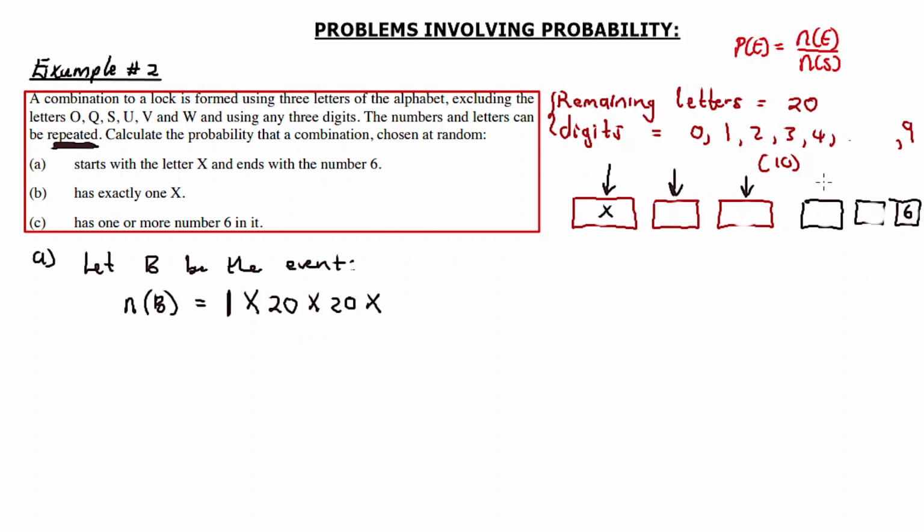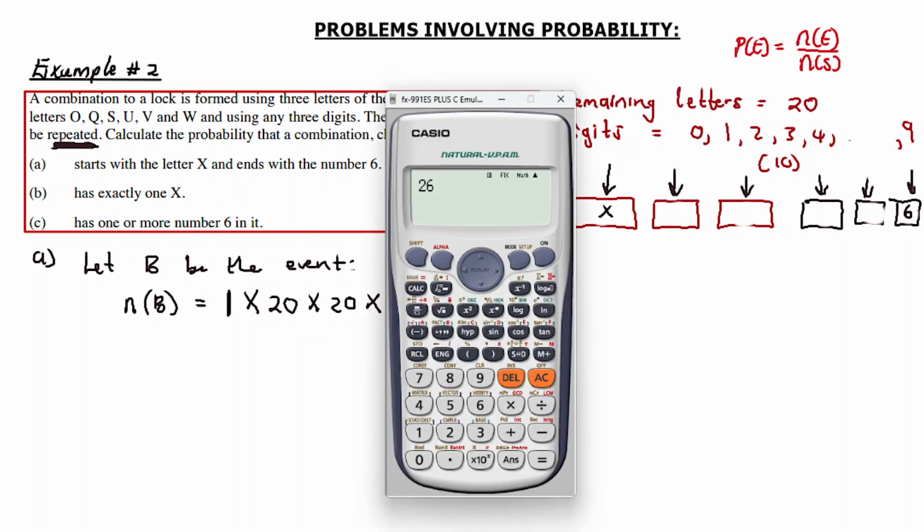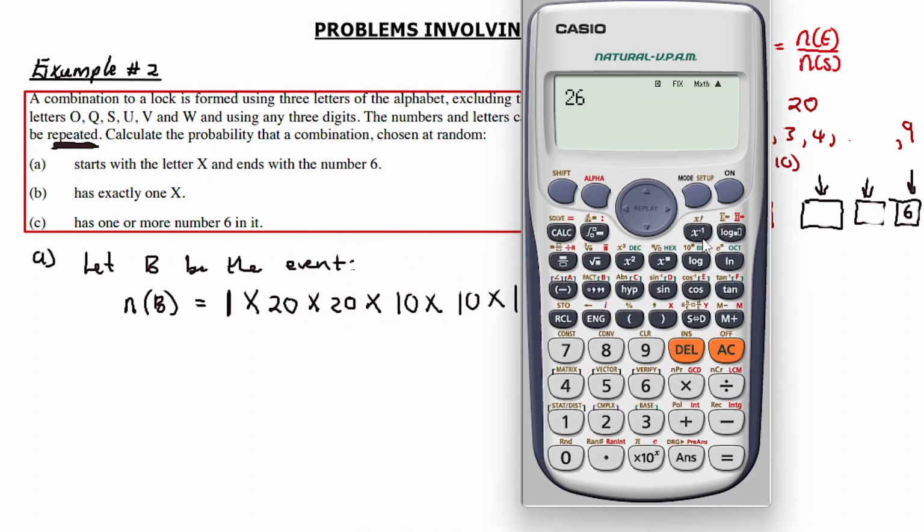How many choices do I have for this square? I have 10. Times for this one, I have 10. For this one, how many choices do I have? I only have one choice, which is 6, because there must be a 6 here, according to this one. So this is the sample space. Let me calculate the value.